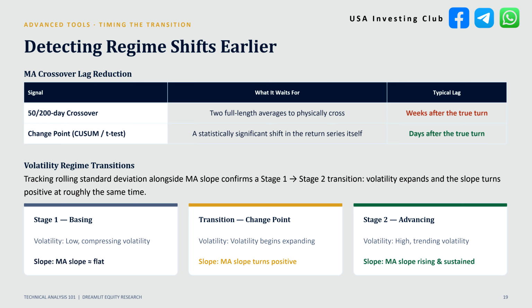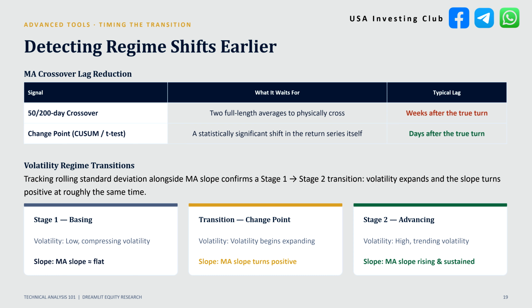Second, volatility regime transitions. Tracking rolling standard deviation alongside moving average slope confirms a stage 1 to stage 2 transition. Volatility expands, and the slope turns positive at roughly the same time, giving you two independent confirmations instead of one. In stage 1, basing, volatility is low and compressing, and the moving average slope sits approximately flat. At the transition, right around the change point, volatility begins expanding, and the slope turns positive. And in stage 2, advancing, volatility runs high and trending, with the slope rising and sustained.